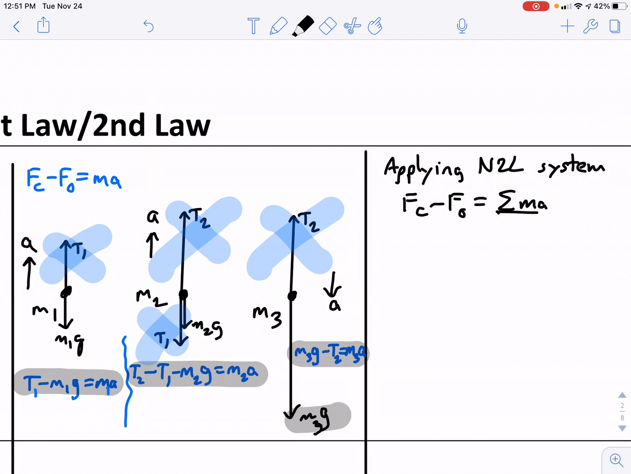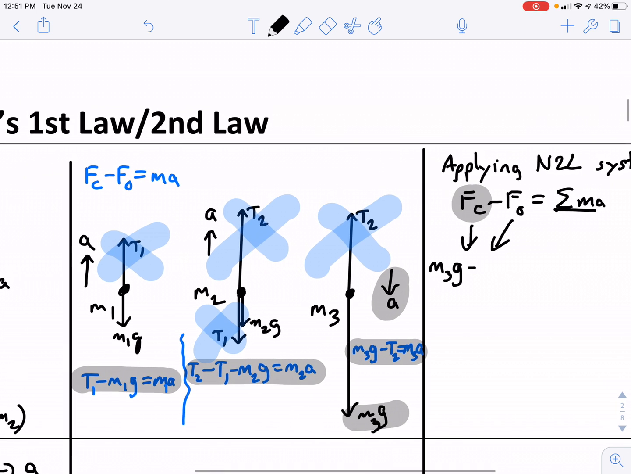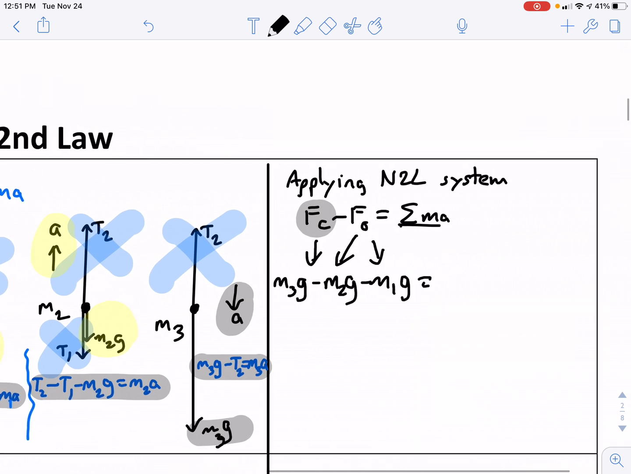So let's start with this. A causing force is the weight 3 because it's pointing in the same direction of acceleration. So M3G minus, now we're going to start looking at opposing forces. Since weight 2 is pointing down and acceleration of mass 2 is up, it makes M2G an opposing force, minus M1G, which is an opposing force. So I'm subtracting both opposing forces.